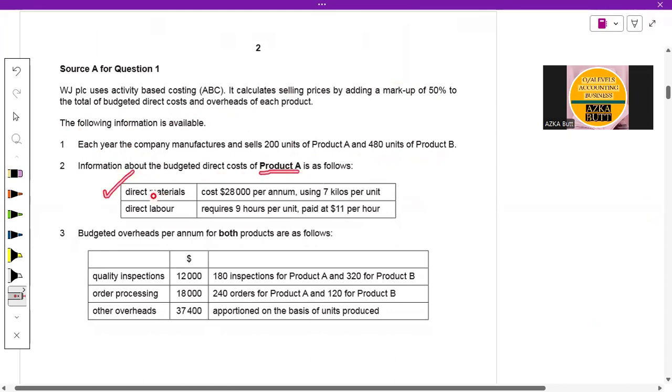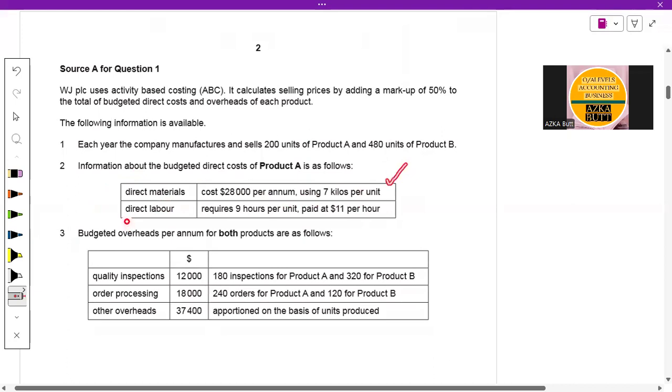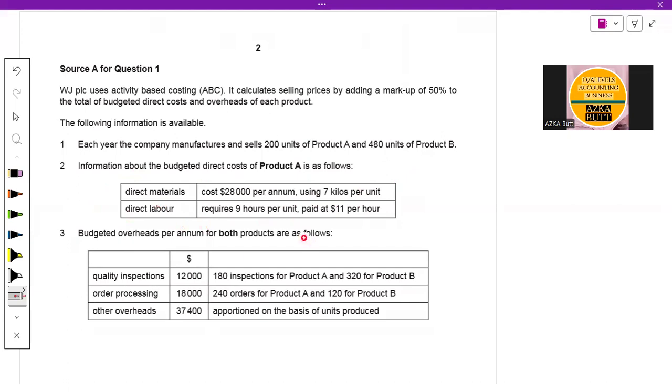So we have the direct material cost per annum, which is $28,000, and it is using 7 kilos per unit. And in direct labor, we require 9 hours per unit, and we pay $11 per hour to the laborers. And we have the budgeted overheads per annum for both products as follows.